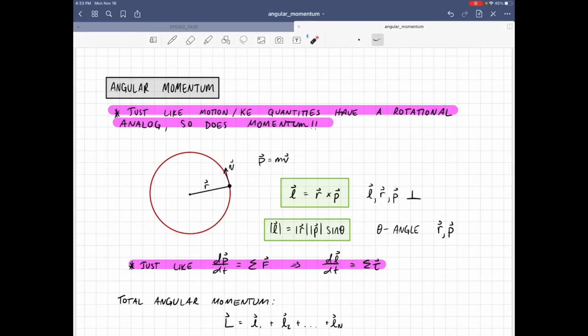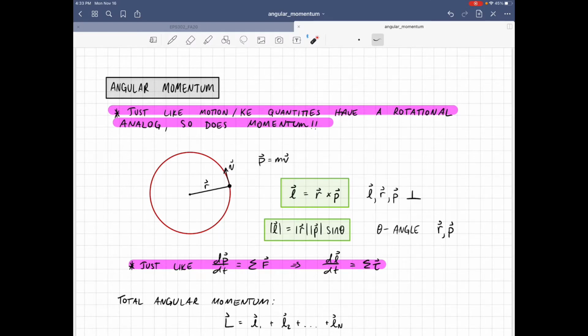All right. Now that we have made a bunch of connections between translational or linear motion and rotational motion, we're ready to make our final connection, and that is the connection between momentum in linear translational motion and angular momentum with rotational motion.